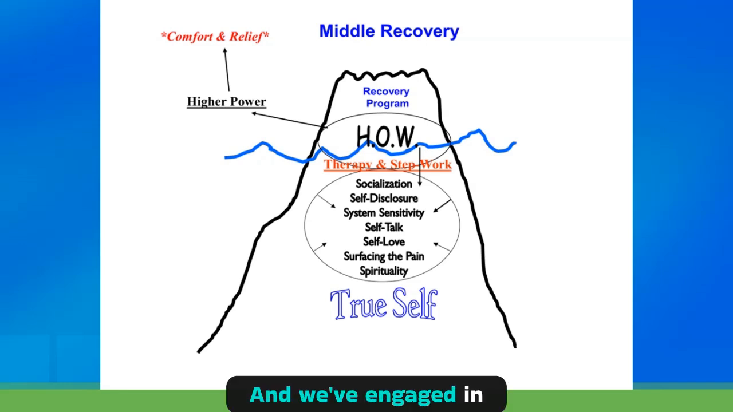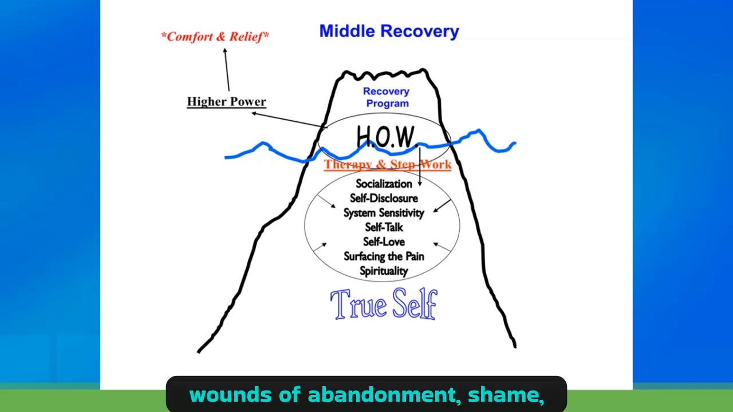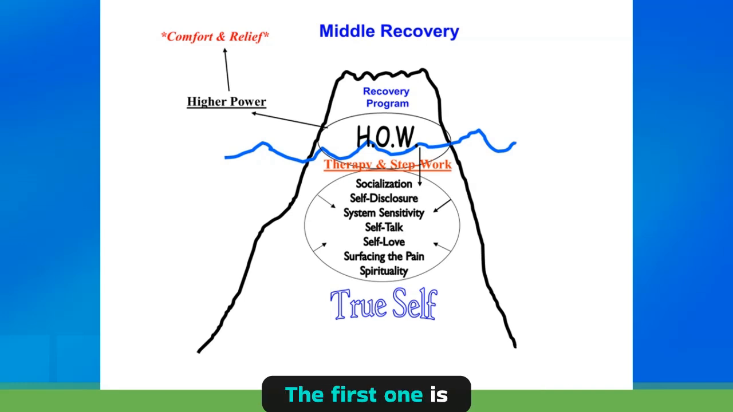And we've engaged in the 7 S's outlined by John Bradshaw. Those 7 S's are the most important things for healing the internal wounds of abandonment, shame, and contempt. The first one is socialization. That means come out of hiding, join a 12-step group, join a church group, join a therapy group, go somewhere where you can come out of hiding.